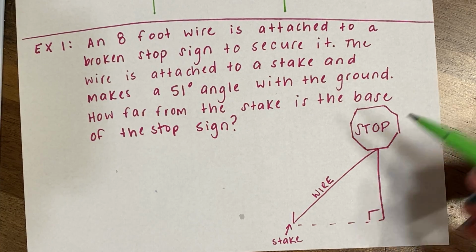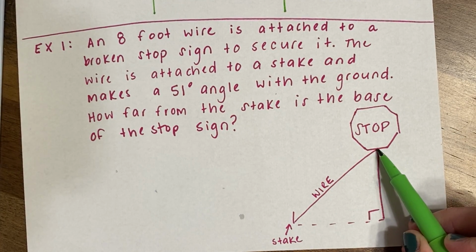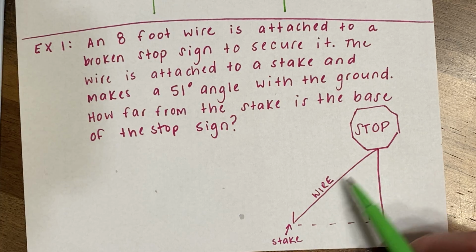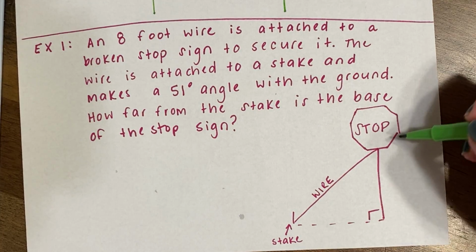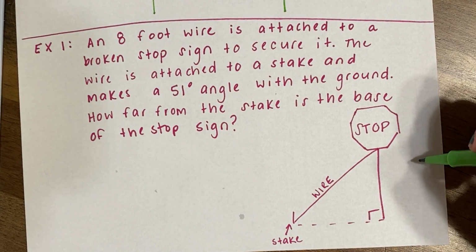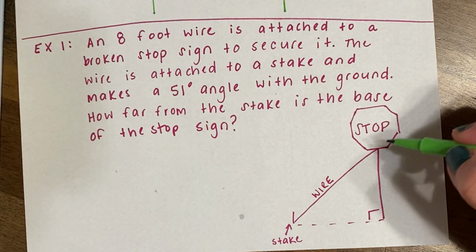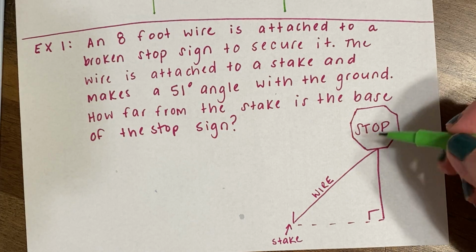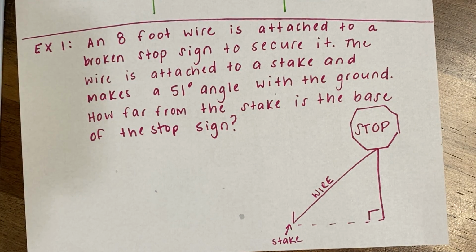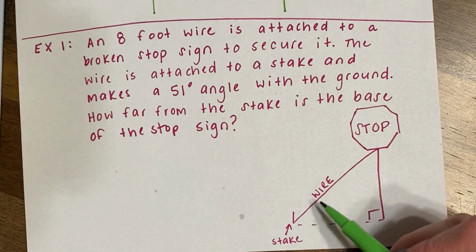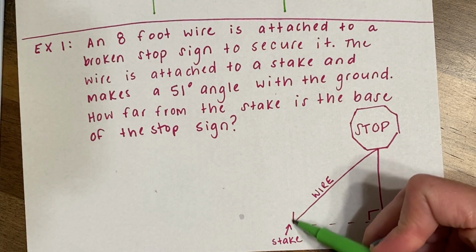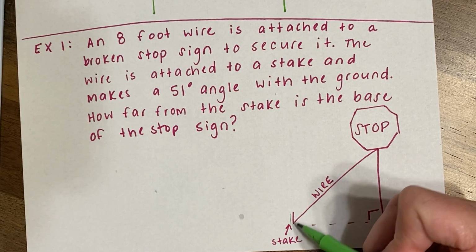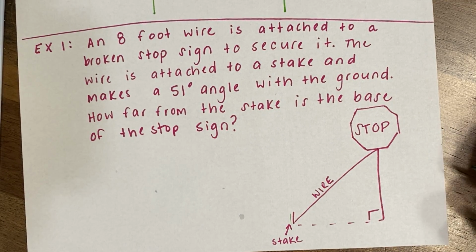So here's my stop sign. This wire has been attached to the ground to support the stop sign and keep it upright. If you've ever seen freshly planted trees, you'll see a rope or some sort of wire maybe attached to the ground until the root system is broad enough that it can support the tree. So that's what's going on here. And the stake in the ground is just holding the wire in the ground. It's like a little metal pin, okay?